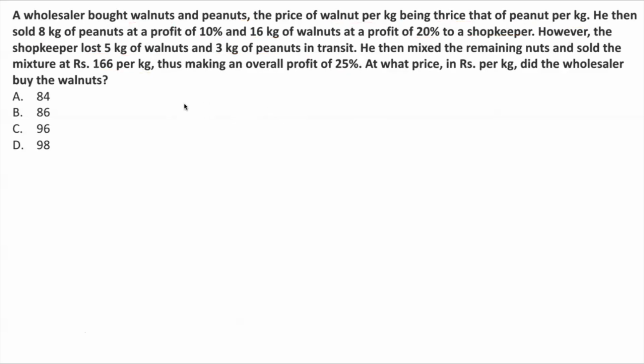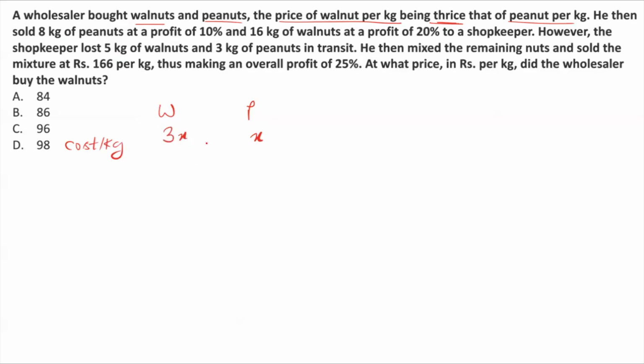Right, so it's a pretty straightforward question. We have to find the cost price and selling price overall, and that should do the job. The wholesaler bought walnuts and peanuts, the price of walnut per kg being thrice that of peanut per kg. Let us suppose that the cost for peanuts is x rupees per kg. For walnuts, it will be thrice, or 3x per kg.